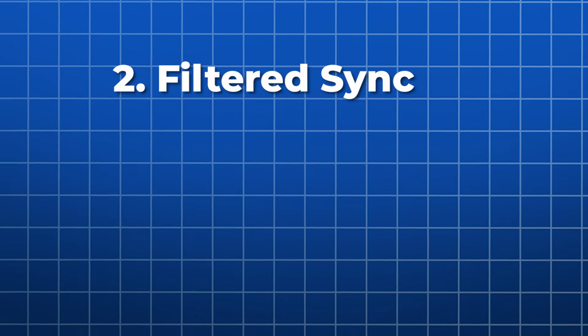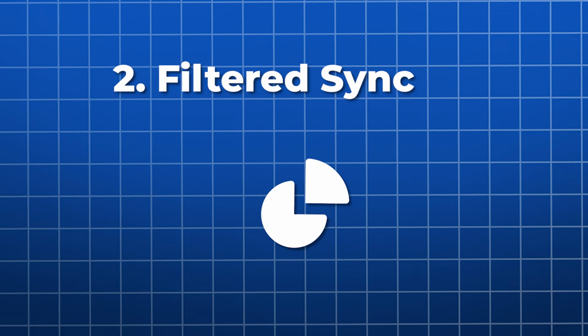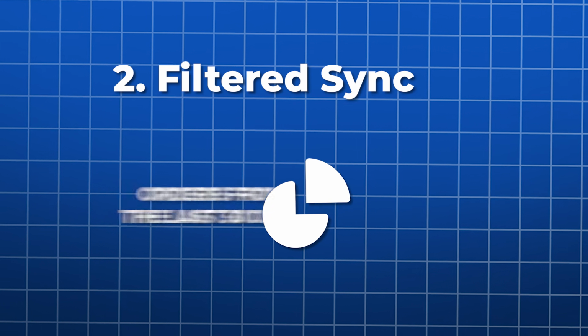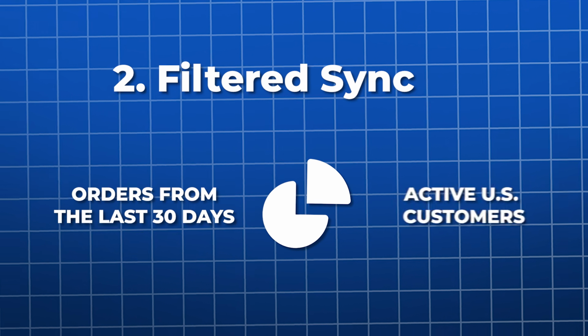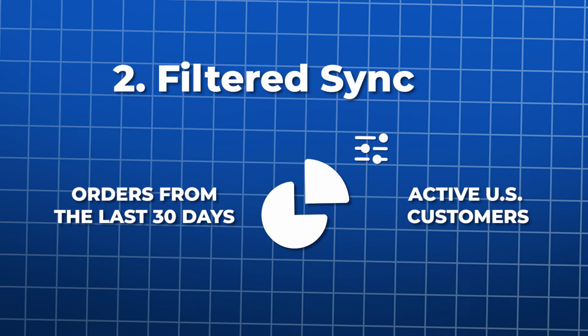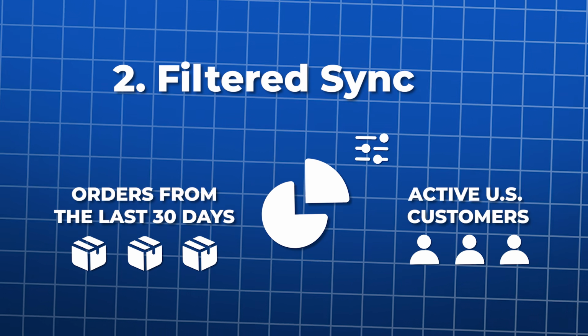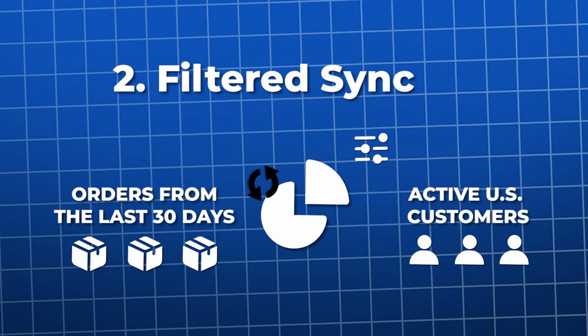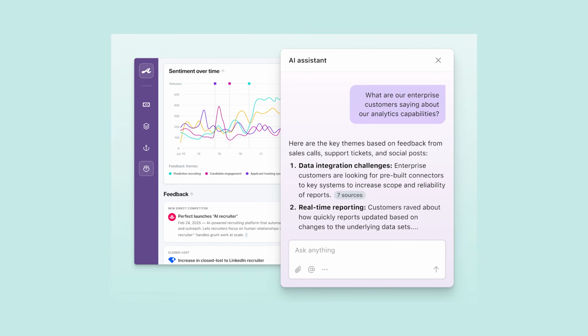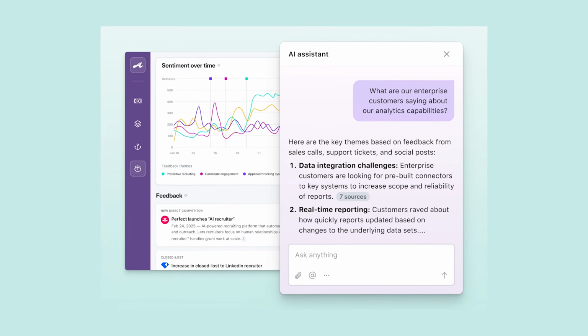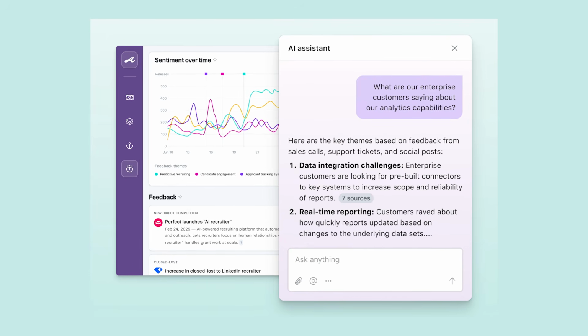The filtered sync is when you know what slice of data you want ahead of time, like orders from the last 30 days or active US customers. You set those filters and Airtable pulls in just that subset, clean, controlled, and stays in sync when the source updates. Both options are fast, both options are clean, and both options are working with the same data set. But the best part, you're working with serious data without feeling like you're managing a warehouse.